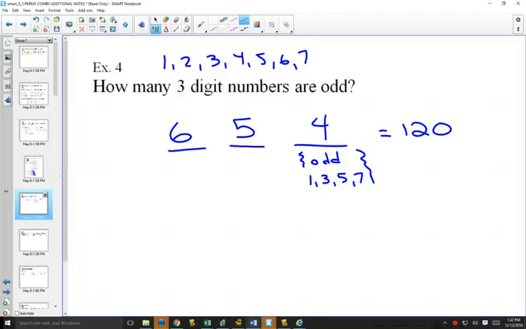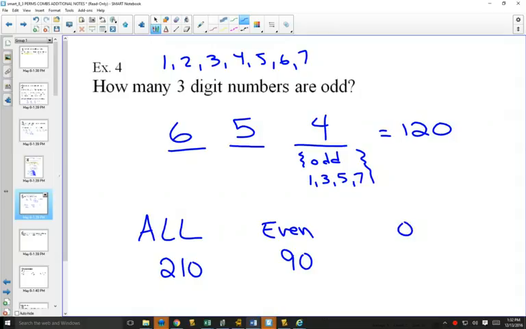In number 2, we figured out all the numbers from 1 to 7 without repetition was 210. And then in number 3, we figured out that the even ones were 90. How could we get the odd ones? We would subtract.